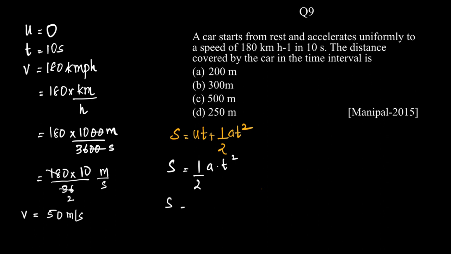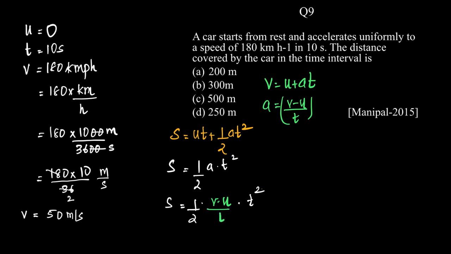All right. Now what is a? See, v is equal to u plus at, right? So what is a from this? a from this is v minus u by t. So I'll write it over here. So we have half into t square into, what do we have in place of a? It is v minus u by t.